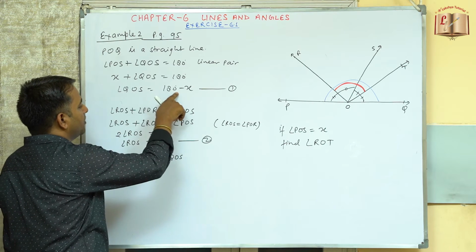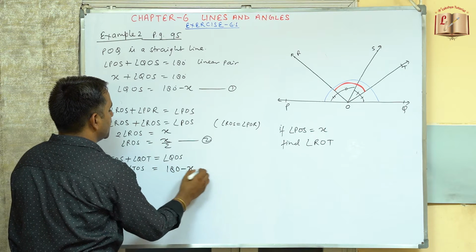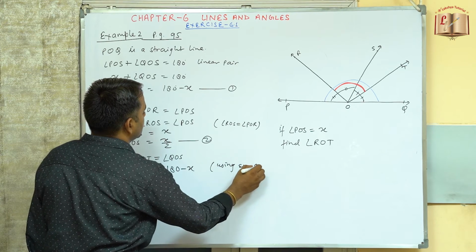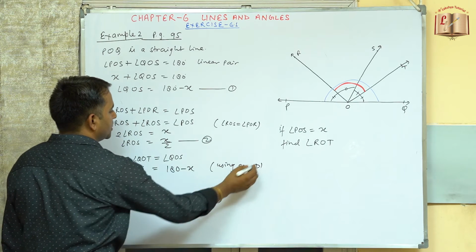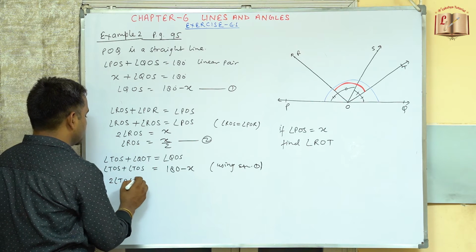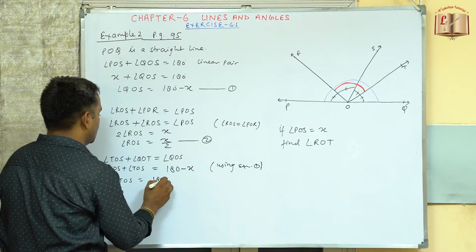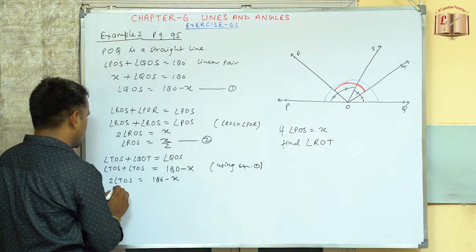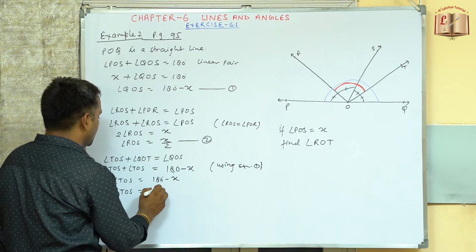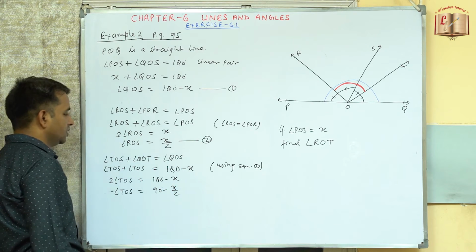Now QOS we have already got. So this is equal to 180 minus x. We can write using equation 1. So using equation 1 we got this. Now twice angle TOS is equal to 180 degrees minus x, or angle TOS will be equal to 90 minus x by 2.